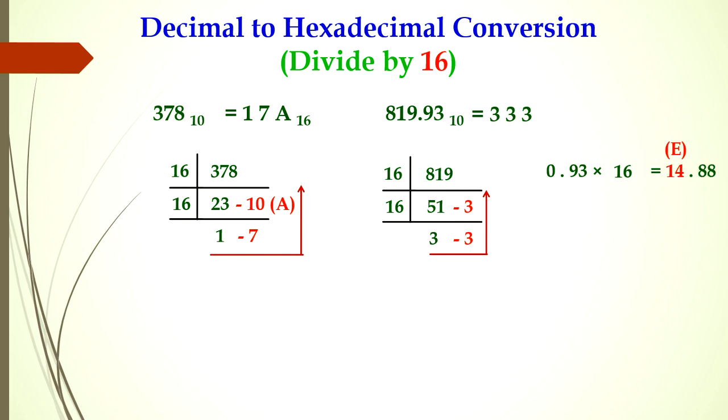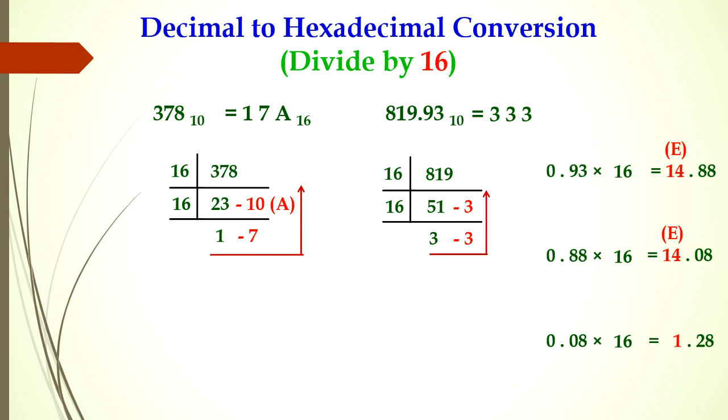When we go for the fractional part, we have to multiply 0.93 with 16, which will be 14.88. So 14 we represent as E in the hexadecimal number system, and it is given in the bracket here. Later, we multiply 0.88 with 16, and this will again be 14.08, which is represented as E.